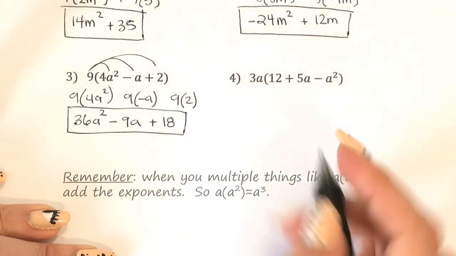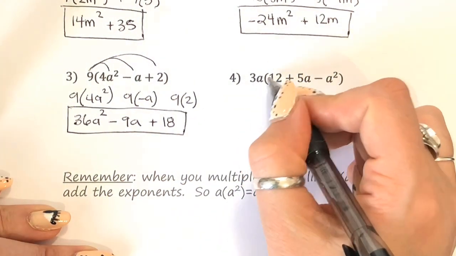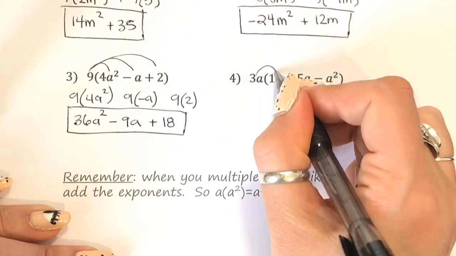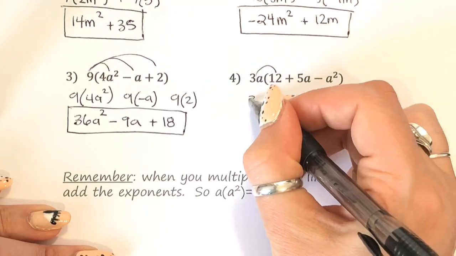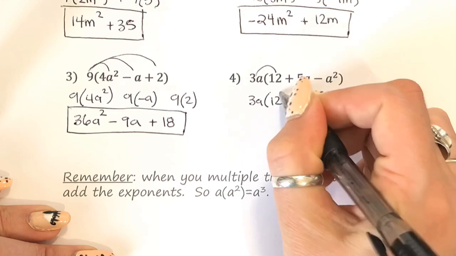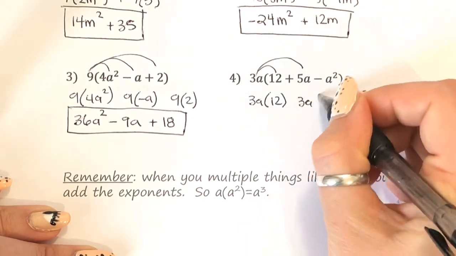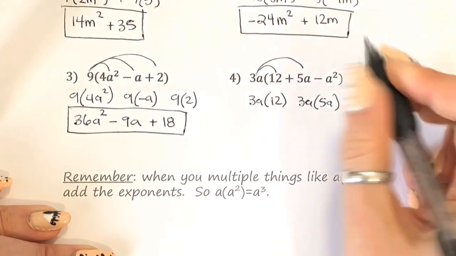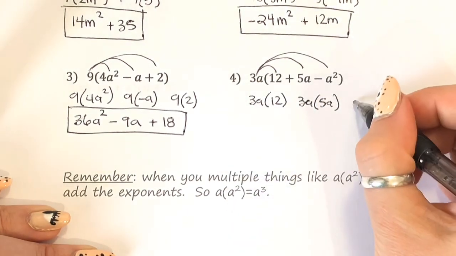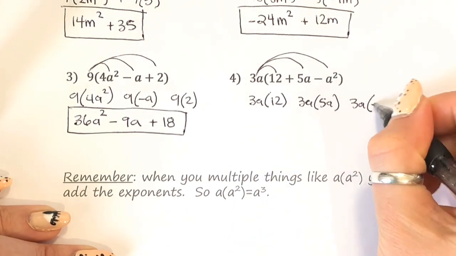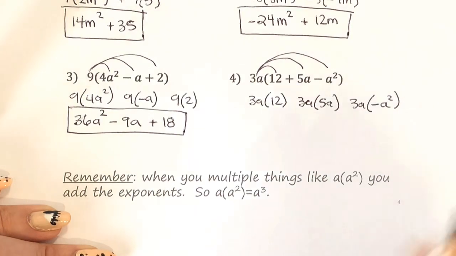Okay, one more where we have a trinomial we're timesing it through. I'm going to do 3a times 12, and then 3a times 5a, and then 3a times a negative a squared.